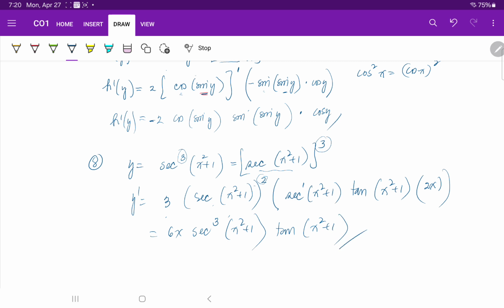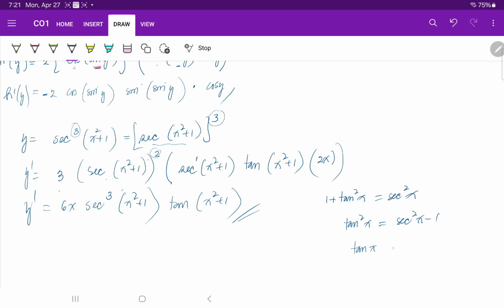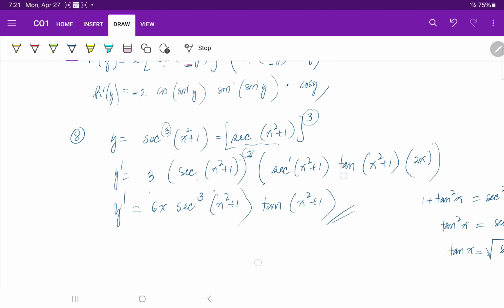Alright? Now, we're supposed to express this all in terms of tangent or all in terms of secant, but you may just leave your answer this way. Because remember, we have a formula that 1 plus tangent square x is equal to secant square x. So we will still have a square root. If you want to solve for tangent, it becomes the square root of secant square x minus 1. So you may just leave your answer this way.